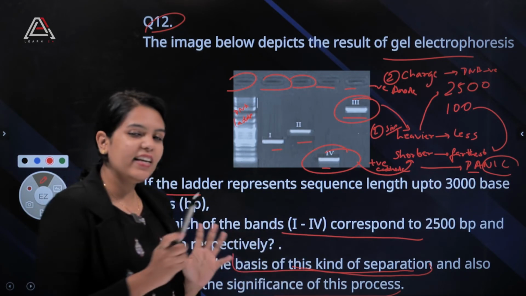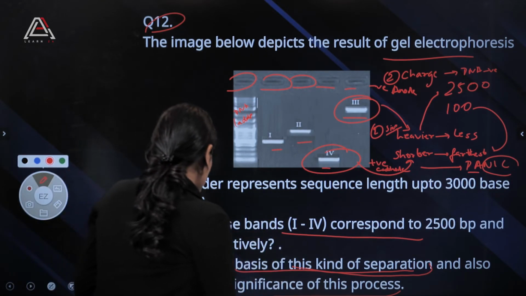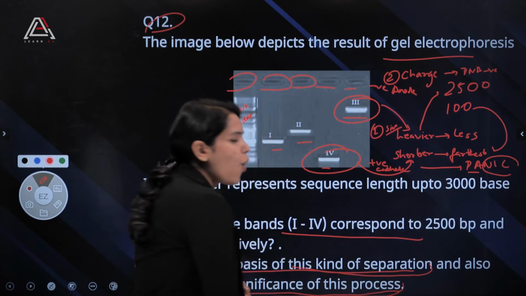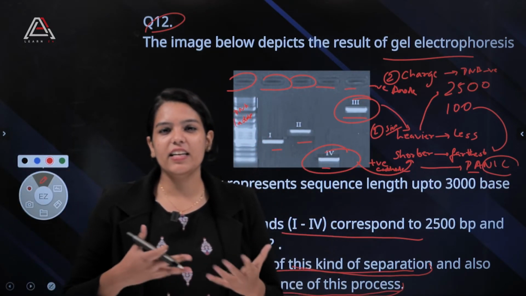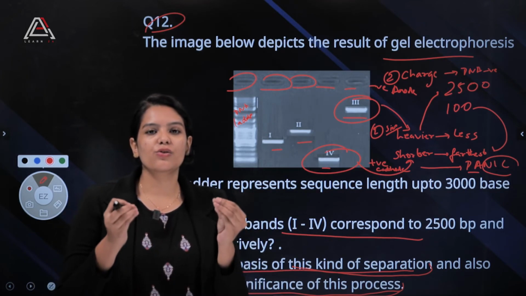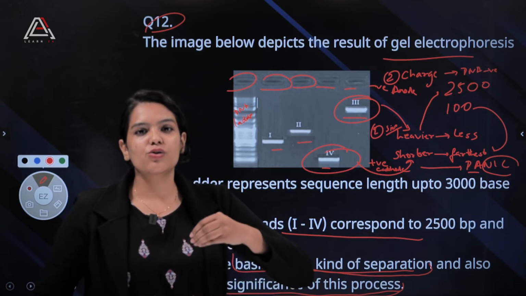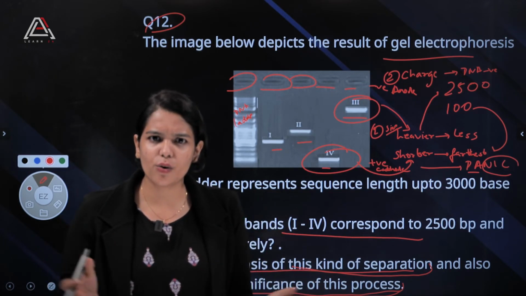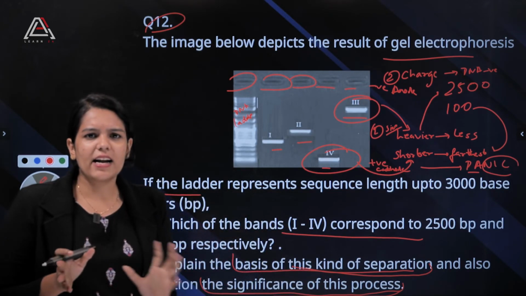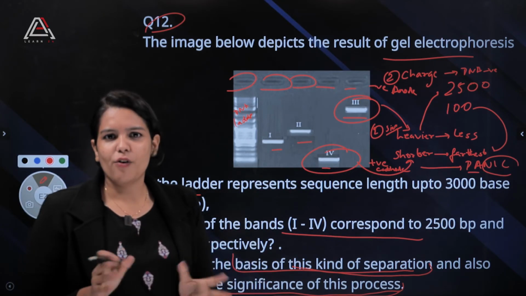Now the second part of the question is to mention the significance of this process. Why do we separate the DNA fragments? Basically to get a purified DNA so as to make a recombinant DNA, right? So that you can put it into a cloning vector. Just explain that concept and you are sorted for this question.